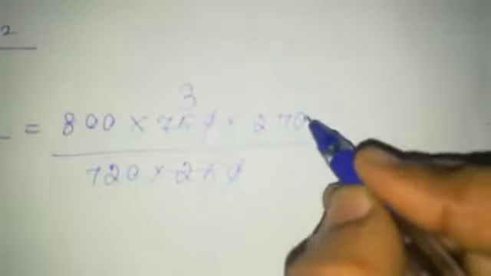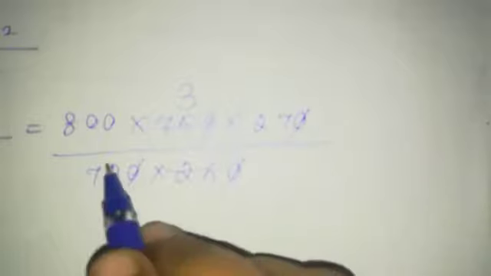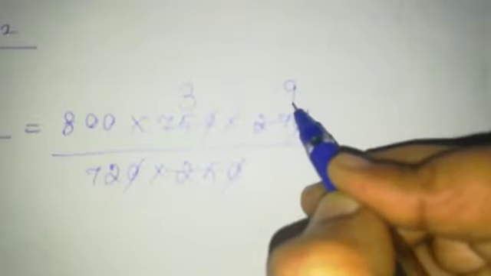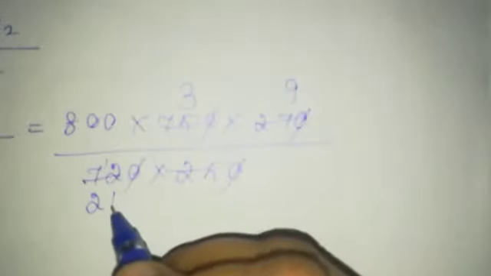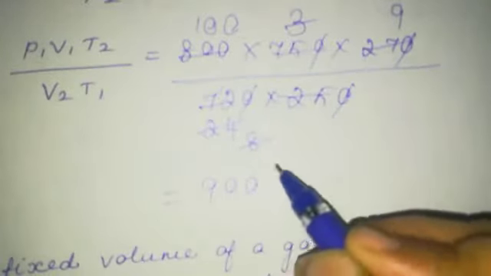Now cancel the 0 and 0. This 25 will go thrice, and this 0 will cancel it. If you take 27 in the 3 tables, 3 9s are 27. Now this 3 will go here 8 times, and this 8 will go 100 times here, and finally I am getting the value as 900. So this is the pressure which you have calculated.